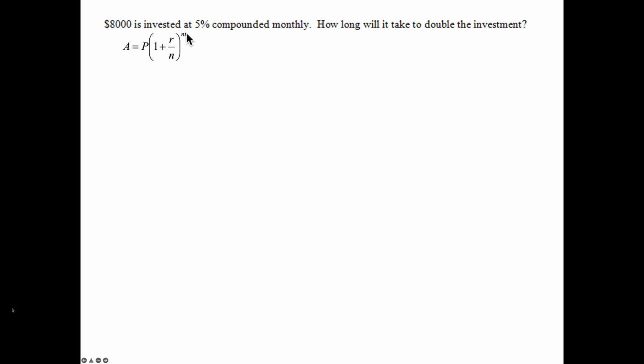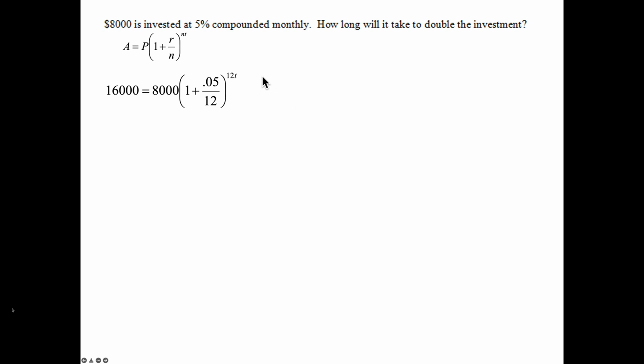So T will have nothing going in for it, which means we're going to have everything else filled in, including the A, because we're doubling the 8,000. This will be 16,000. The P will be 8,000. Your 5% will be 0.05 for R. Your compounded monthly, those will be the 12s.